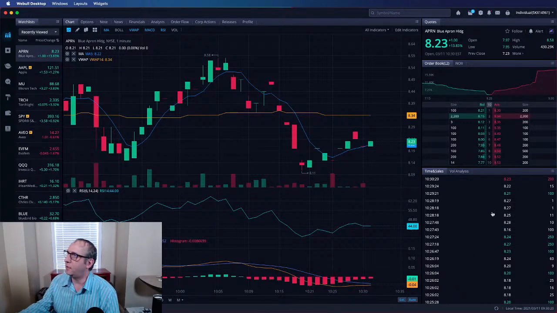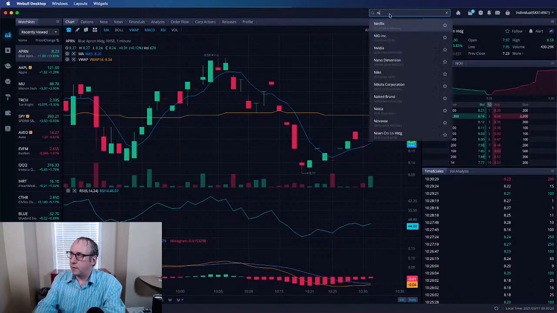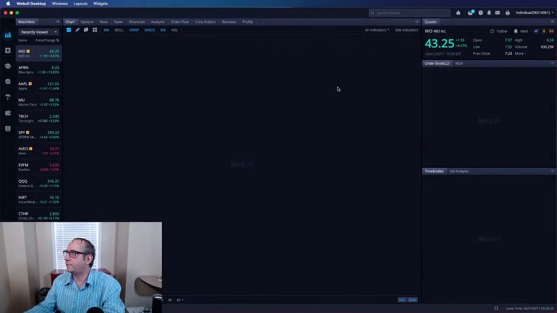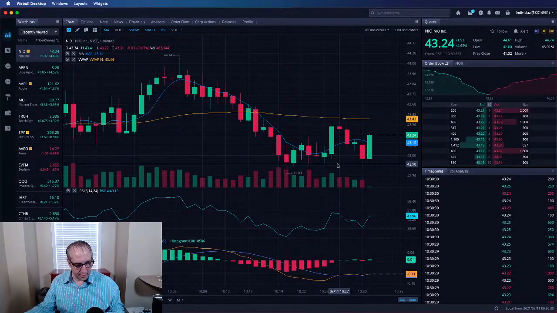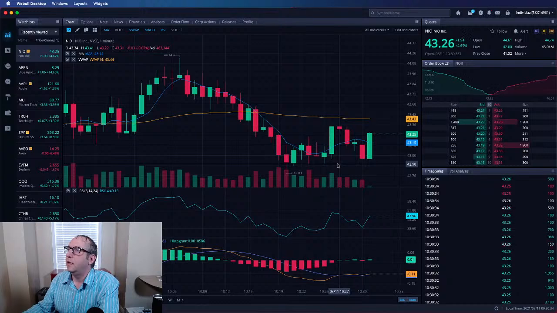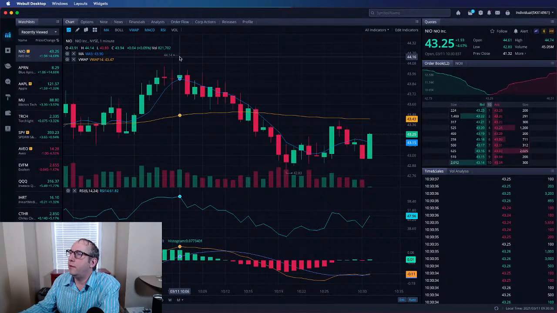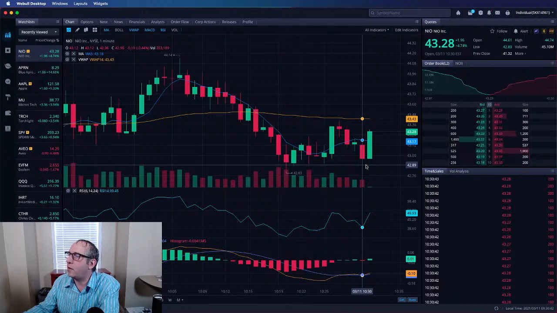Apple. All right, let's take a look at NEO. NEO keeps getting new price targets and new stuff. New $60 price target announced this morning. Let's see, it got all the way up to 44, all the way down here. This is a really good entry point right now on NEO, in my opinion.